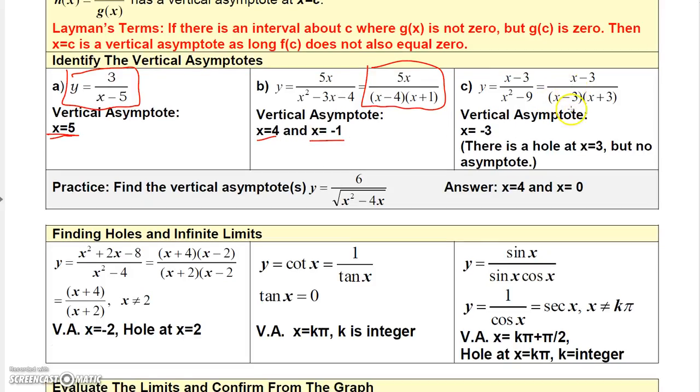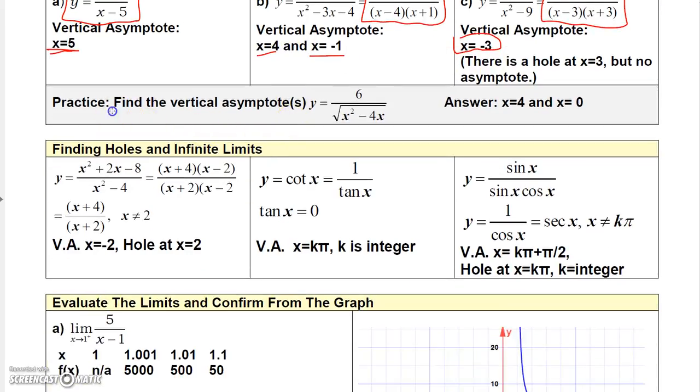Now this one, notice I got it factored here. x equals negative 3 makes the denominator 0, but it doesn't make the top 0, because that would give you a negative 6 in the top. So x equals negative 3 is a vertical asymptote. But the reason x equals 3 is not a vertical asymptote is because x equals 3 makes the denominator 0, but it also makes the numerator 0. And you might remember that's where we get holes.